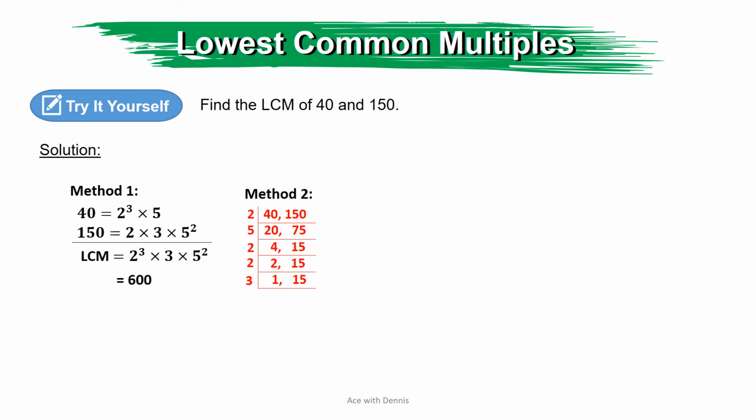And now 15 divided by 3, we get 5. So 5 divided by 5, we get 1. So at the end, both numbers are 1. Therefore, the LCM is 2 cubed times 3 times 5 squared, which gives us 600.